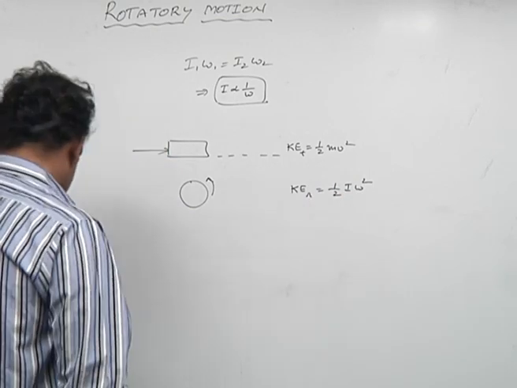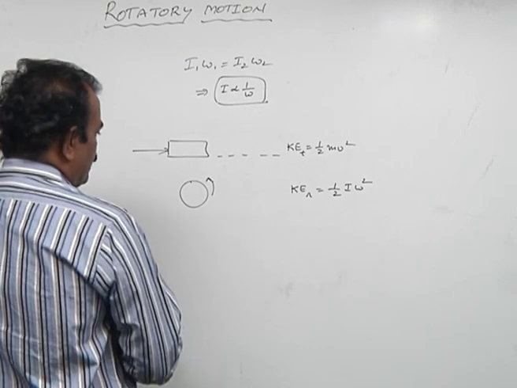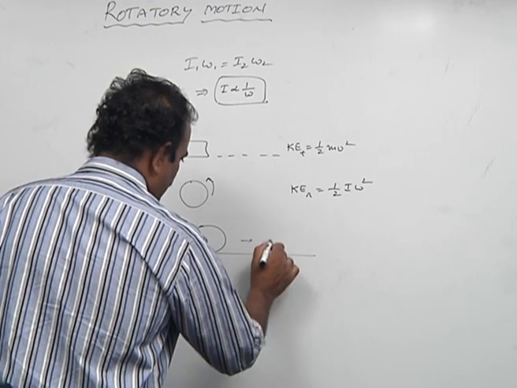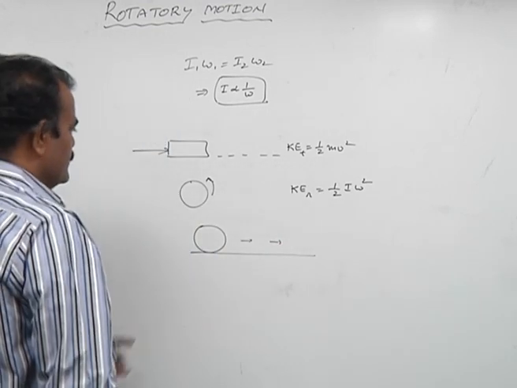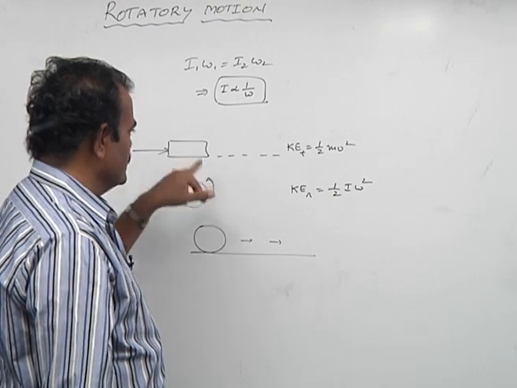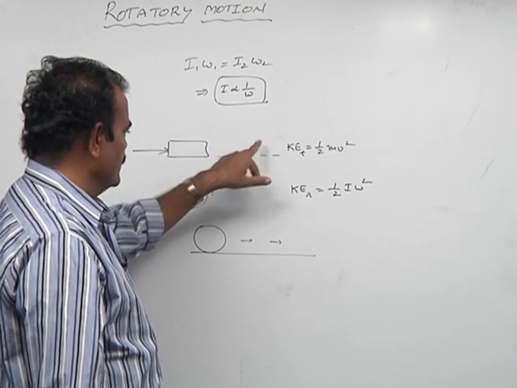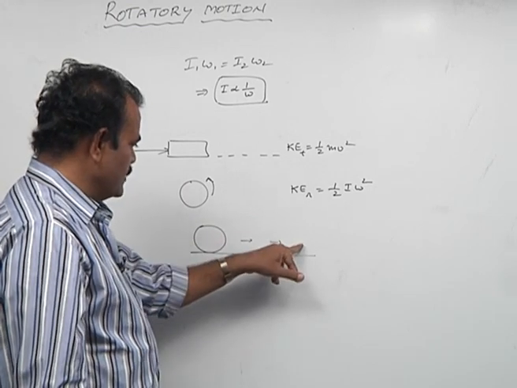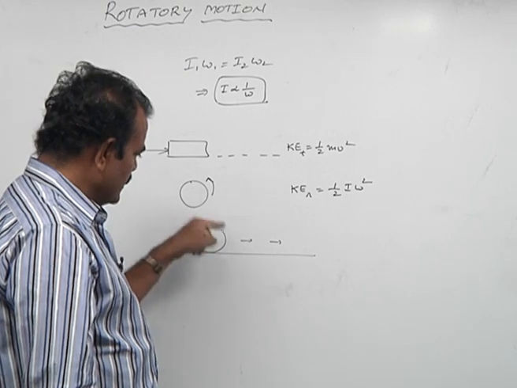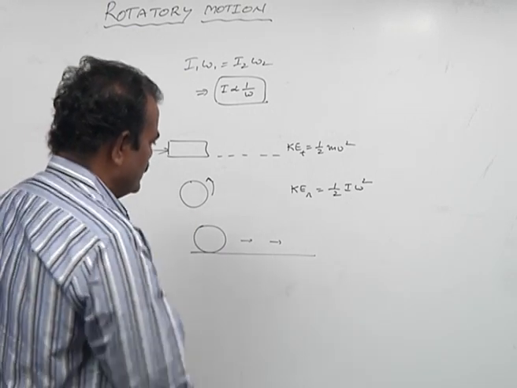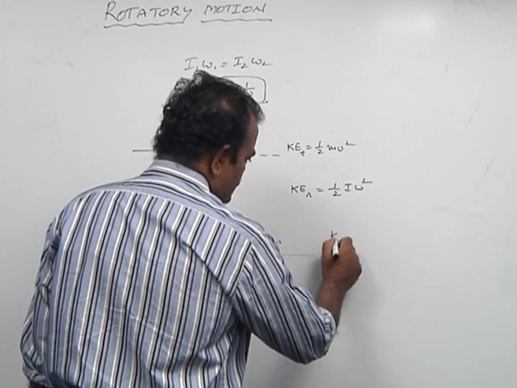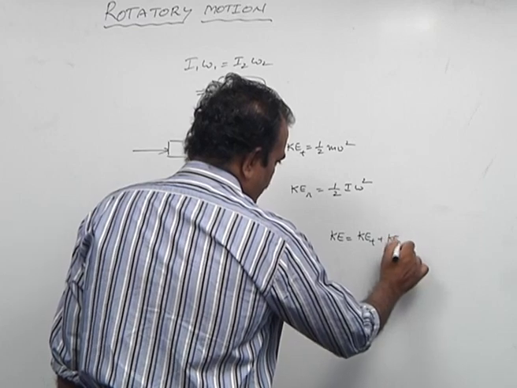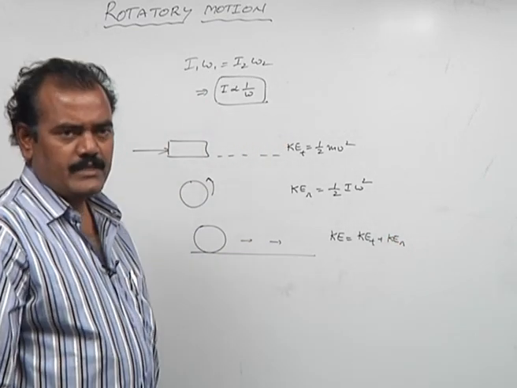But in the case of a rolling body, it has both translatory and rotatory motion. Translatory motion is a progressive motion and rotatory motion is a non-progressive motion. Here it has a progressive motion, and with respect to the axis it has the non-progressive also. So KE is equal to KE_T plus KE_R.